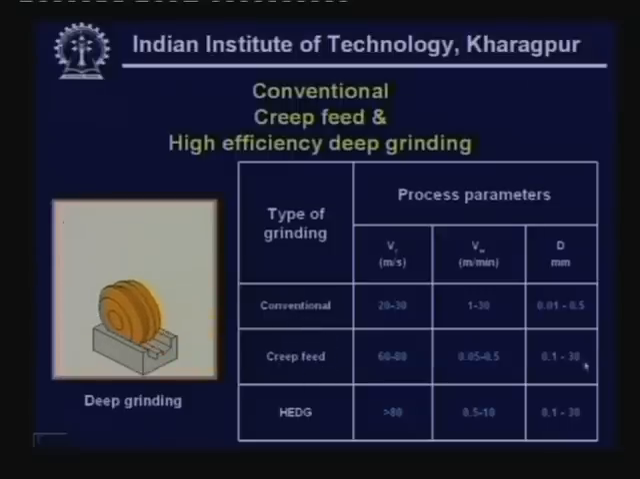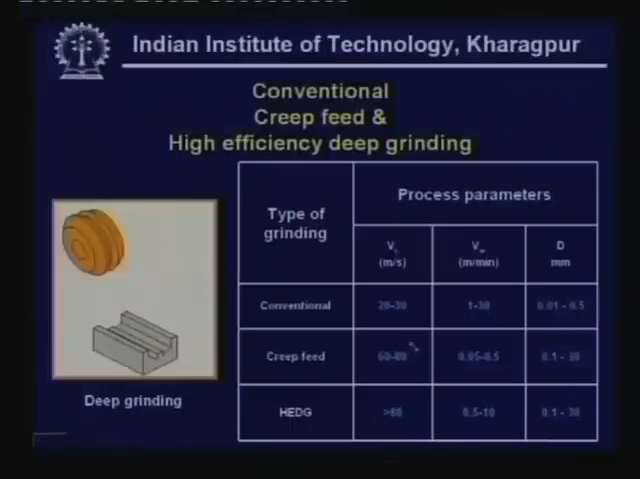Another thing is also there, that cutting velocity has been elevated from 20 to 30 meter per second to 60 to 80 meter per second. From the principle of grinding, we know that under a given set of grinding conditions, that means this depth of cut and the table speed, if we keep on increasing the grinding velocity, then the specific load per grit which is participating in grinding can be substantially reduced, and that is where this creep feed grinding enjoys a clear advantage over the conventional grinding.